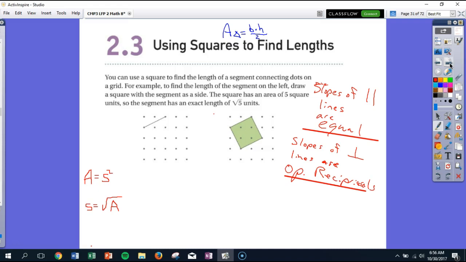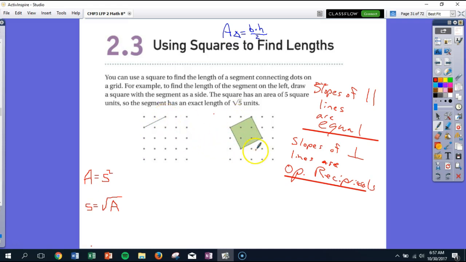So as it tells us here, we can use a square to find the length of a segment connecting dots on a grid, or if we don't have 5 dot by 5 dot grids, then you can use coordinate grids, just regular graphing paper, if that's what you have available. For example, to find the length of the segment on the left side, it says draw a square with the segment as a side, which is what they do here.